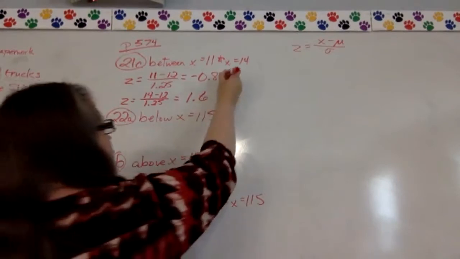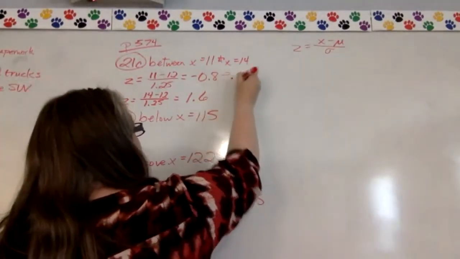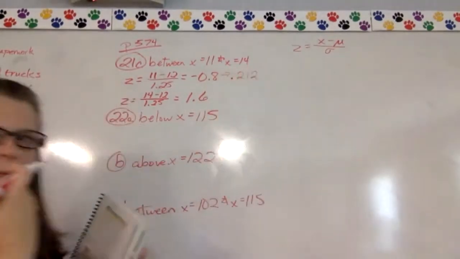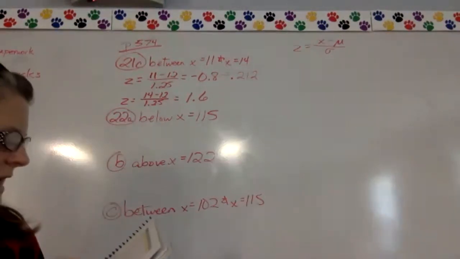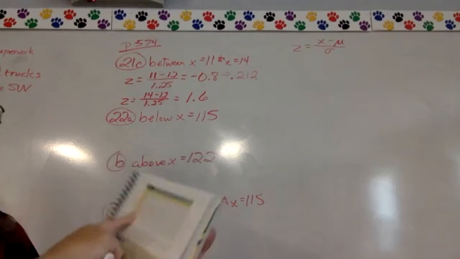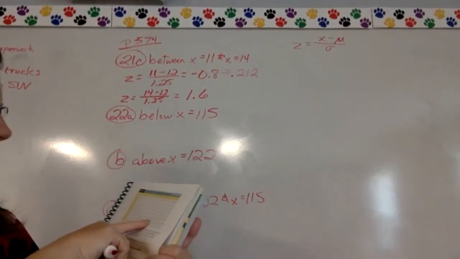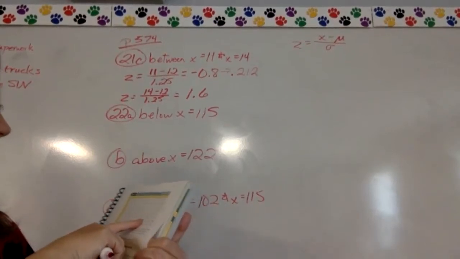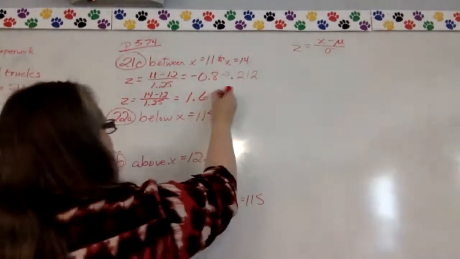On page 567, on our big table here, we have -0 on the left-hand side and then 0.8 across the top. And I get 0.212 for that one, if I did it correctly. And then the other one was 1.6, so I go to 1 on the side and then over to 0.6, and that's 0.945.